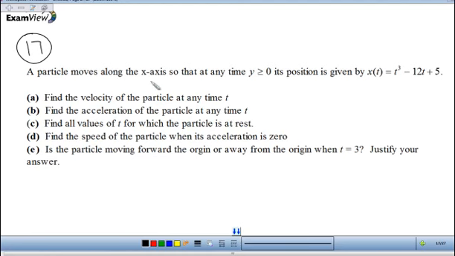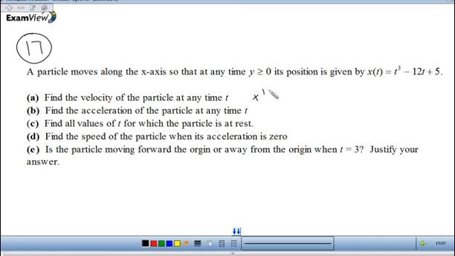Okay, so a particle moves along the x-axis so that at any time t, its position is given by t cubed minus 12t plus 5. Find the velocity of the particle at any time. Okay, so to find the velocity, it basically means just take the derivative.